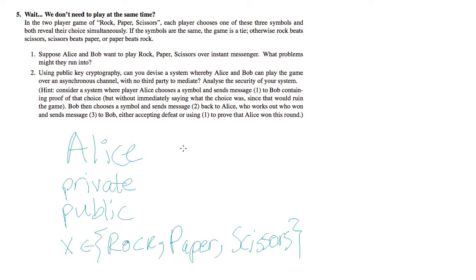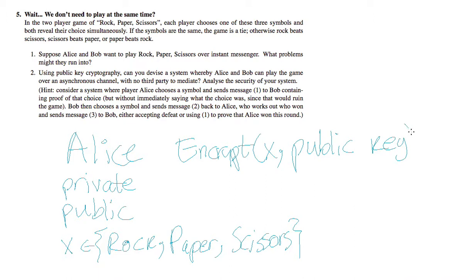So Alice is gonna encrypt X using her public key, and then Alice is gonna send this to Bob. Now, assuming that Bob doesn't know Alice's private key, Bob is presumably not able to figure out what X is, right? Okay, so far so good.